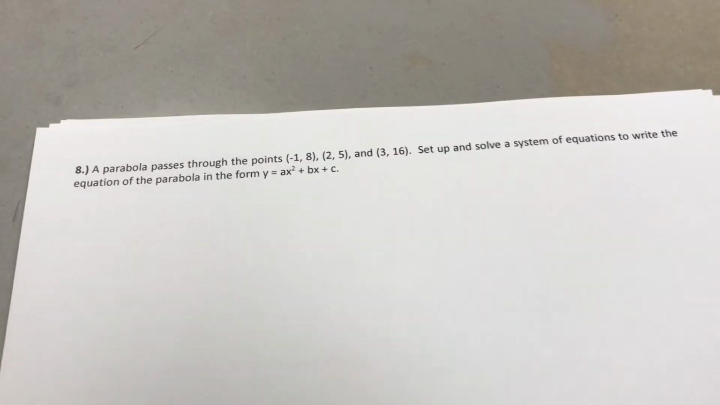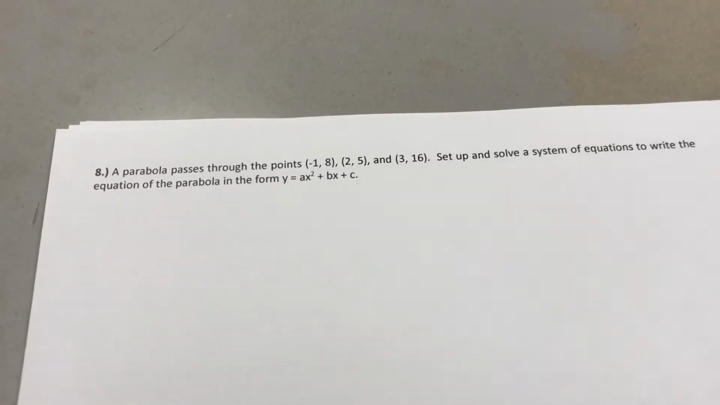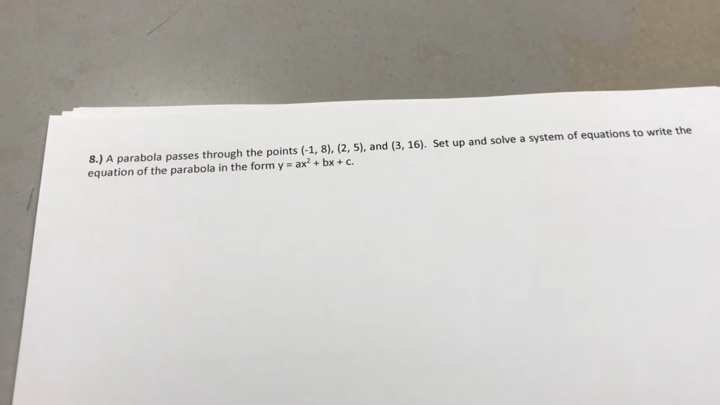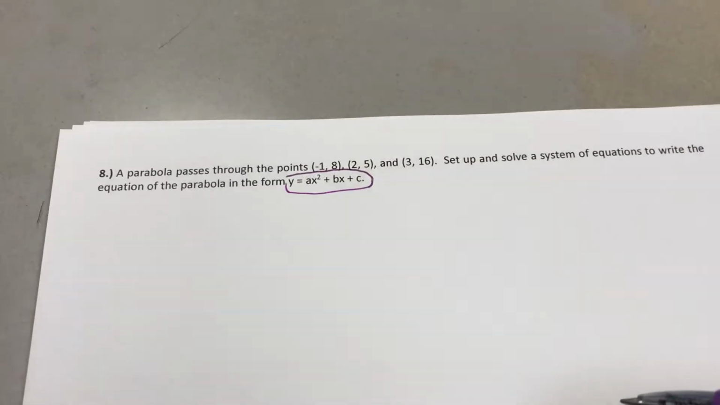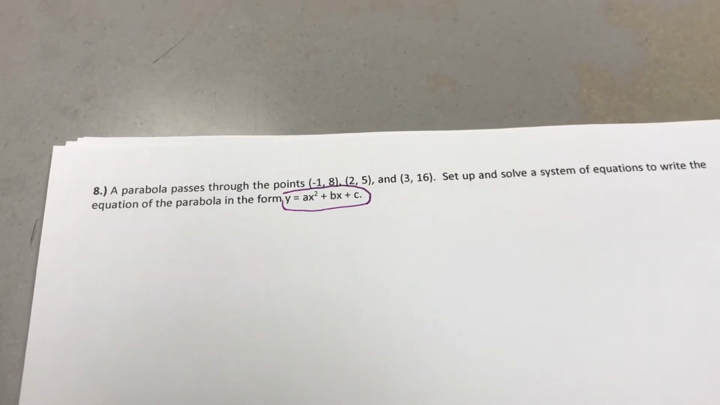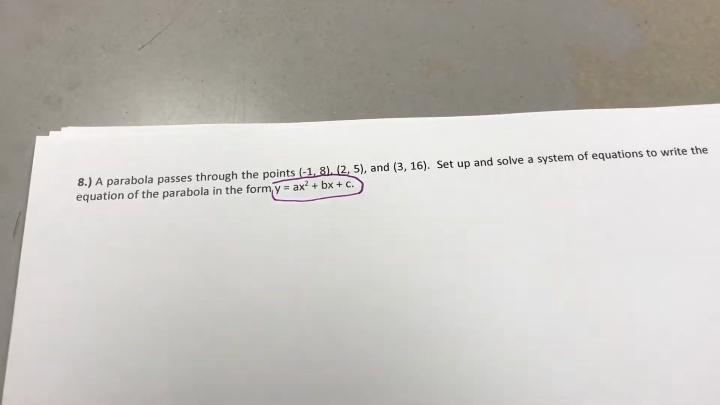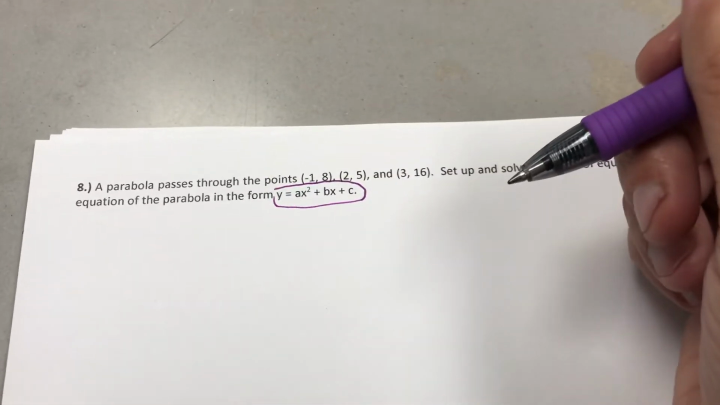All right, we've got a parabola passing through these points, and we want to write a system of equations to write the equation of the parabola passing through those points. They give us the format here, okay? A parabola has to have an x squared term. It may have a coefficient, might have an x term, might have a coefficient, could have a constant term. It's going to equal y.